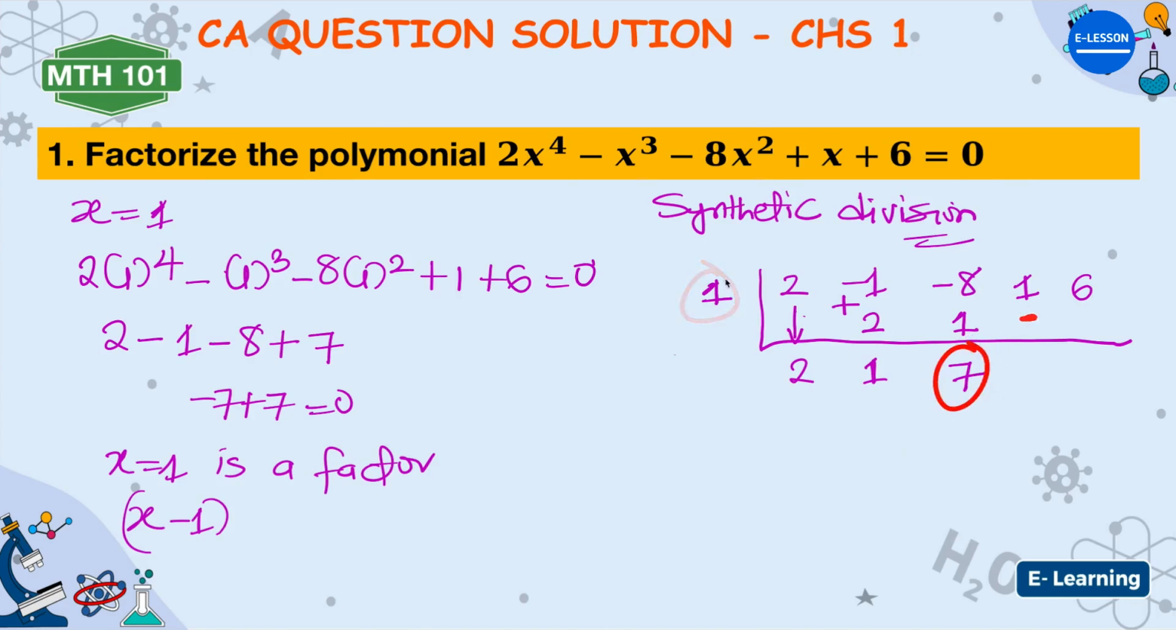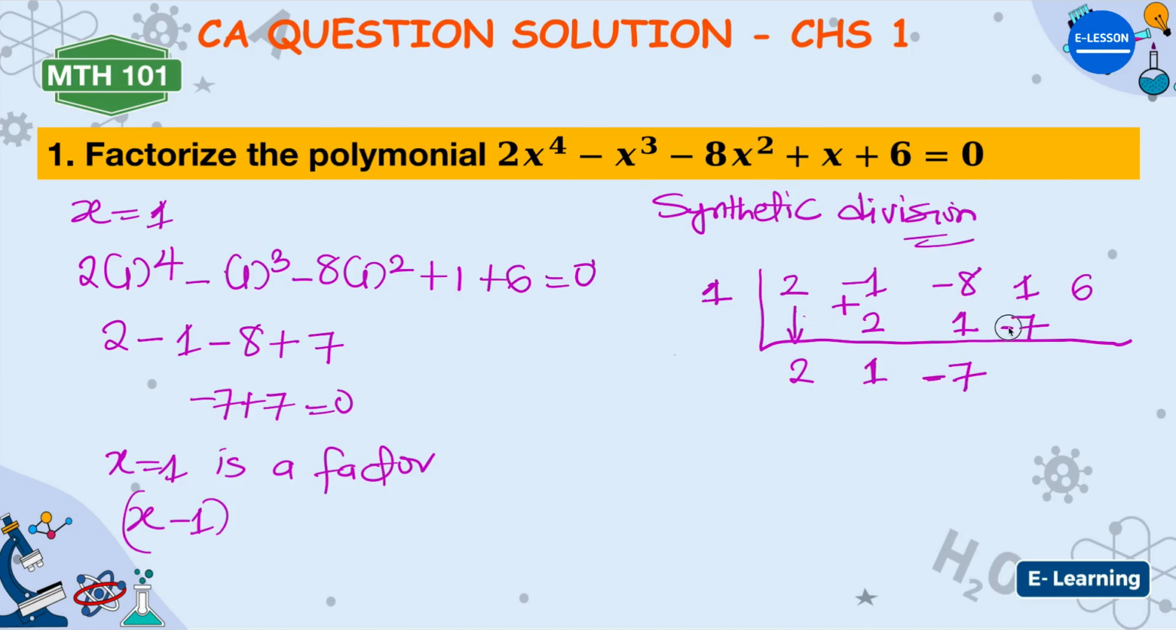So 7 times 1 will give us what? 7. Write it under here. Are you getting it now? And then add... This one's supposed to be minus 7. Minus 8 plus 1 is minus 7, right?